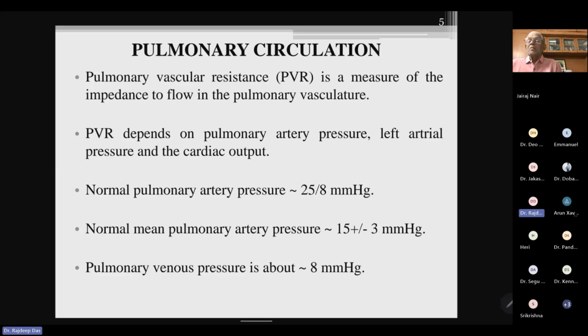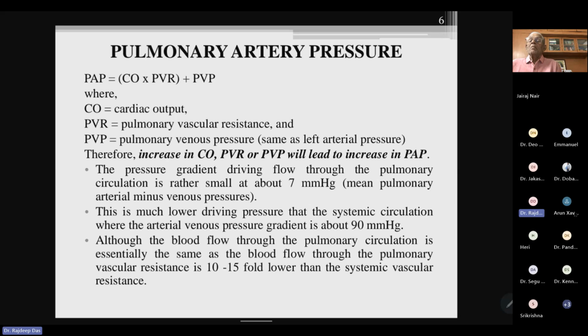The pulmonary artery pressure, as in the previous slide we can see, is equal to cardiac output multiplied by the pulmonary vascular resistance plus pulmonary venous pressure. So any increase in the cardiac output, any increase in the pulmonary vascular resistance, or any increase in the pulmonary venous pressure, which indirectly indicates the left atrial pressure, will lead to increase in the pulmonary artery pressure.